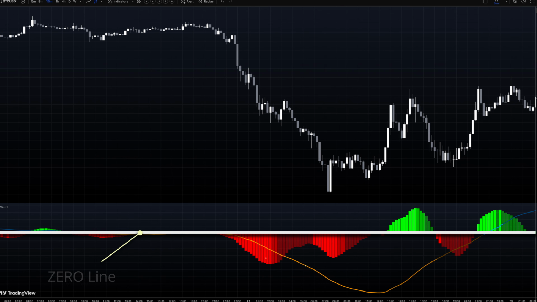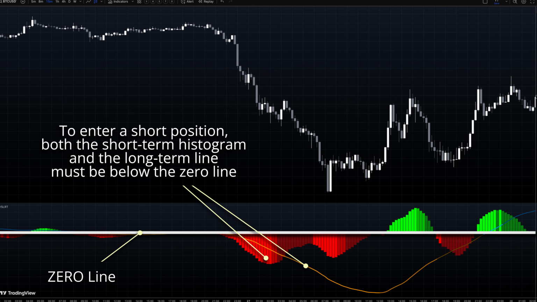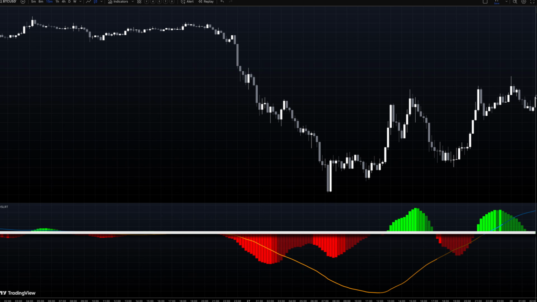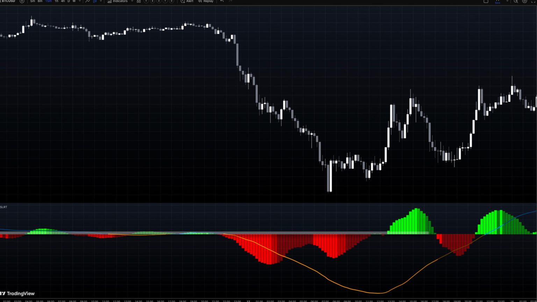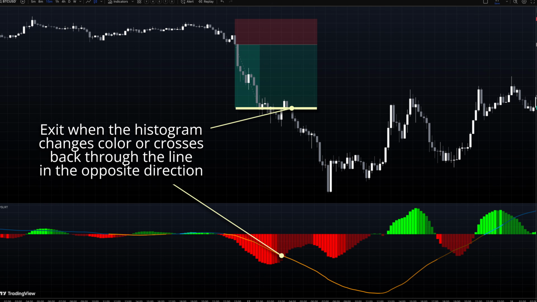For short entries, wait for both the histogram and line to cross below zero, with the histogram showing bright red, indicating strong selling volume as it crosses below the orange-brown line. Exit positions when the histogram changes color or crosses back through the line in the opposite direction, as this suggests weakening momentum.